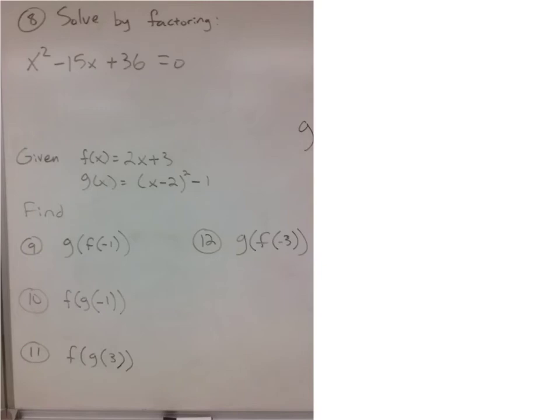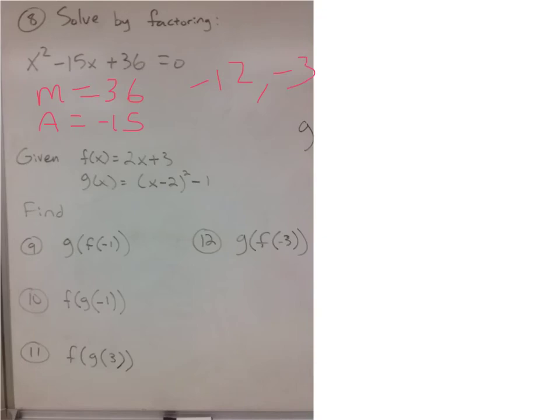Now we're going to solve number 8 by factoring using the M&A method. My multiply number would be my first times last, which is 1 times 36, and my add number would be just the negative 15. Well, what multiplies to 36 and adds to negative 15? You can do some guessing and checking on your own, but you come down to negative 12 and negative 3.